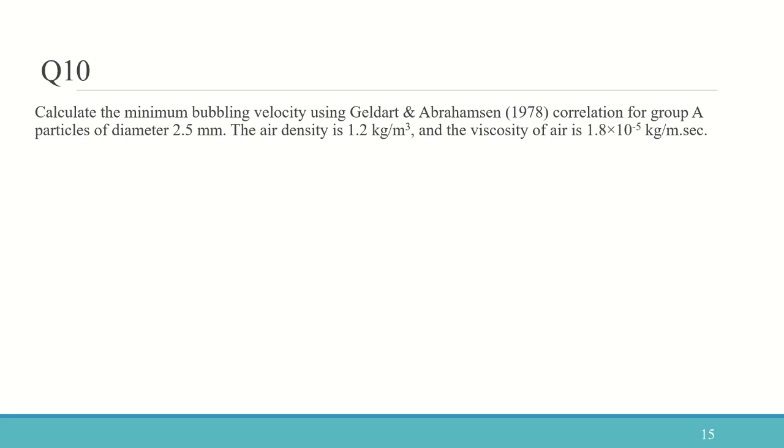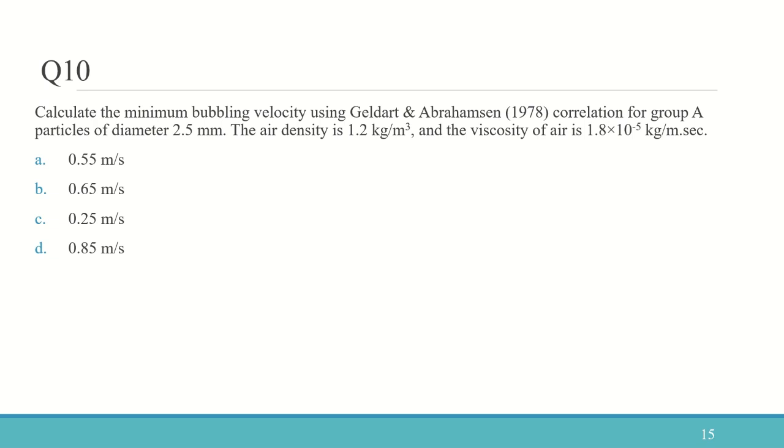Calculate the minimum bubbling velocity using the Geldart and Abrahamson 1978 correlation for group A particles of 2.5 mm diameter. Air density is given as 1.2 kg per meter cube, and viscosity of air is given as 1.8 into 10 power minus 5 kg per meter second. Option A is 0.55 meter per second. Option B is 0.65 meter per second. Option C is 0.25 meter per second. Option D is 0.85 meter per second.